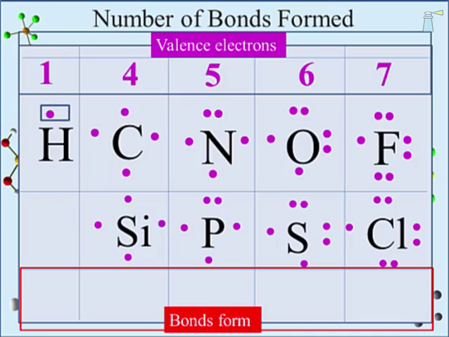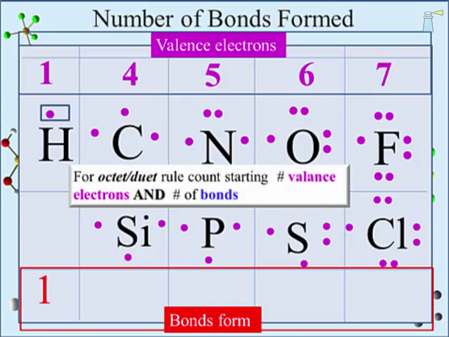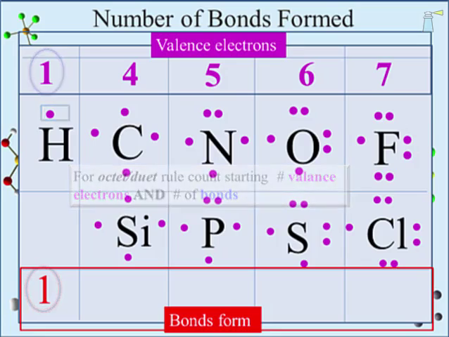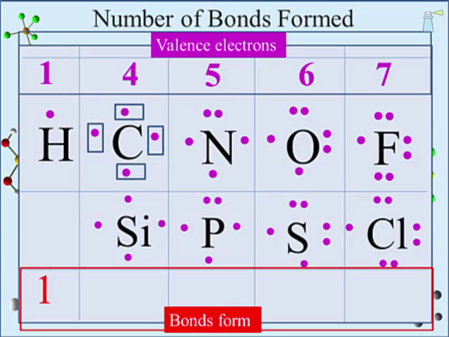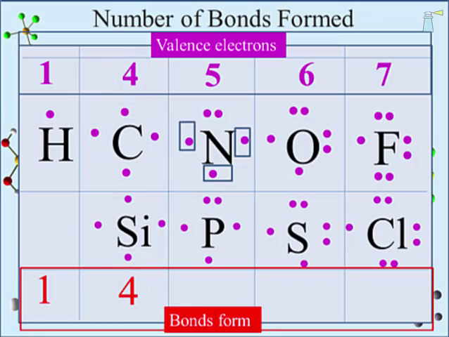For hydrogen, it has one unpaired electron. It can form one covalent bond. When considering the octet or duet rule, count the starting number of valence electrons and the number of bonds. 1 plus 1 is 2, a duet. Carbon has 4 valence electrons, and they are all unpaired. It can form 4 covalent bonds. 4 valence electrons plus 4 bonds is a count of 8, a full octet. Nitrogen has 5 valence electrons, and 3 are unpaired.